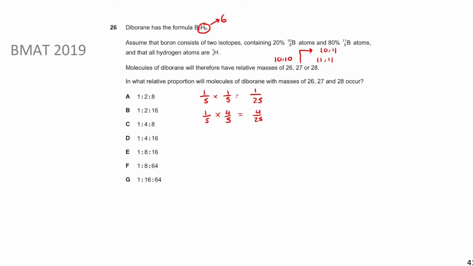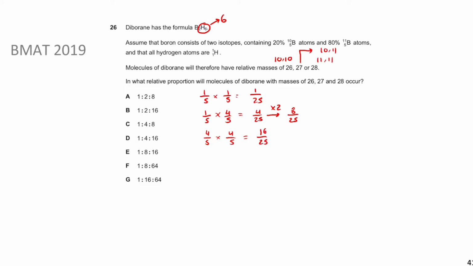But then remember, guys, that what you can have is either the first boron being 10 and the next one being 11, or the other way around. So this value over here, guys, you have to times by 2, which is going to make it 8 over 25. And then obviously we have the last option, which is both of them being 11. That's going to be 4 out of 5 and 4 out of 5, and there's only one way that can really happen. So 4 out of 5 times 4 out of 5 is going to be 16 over 25.